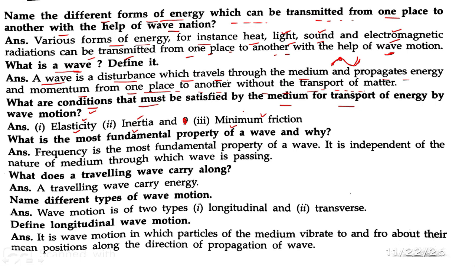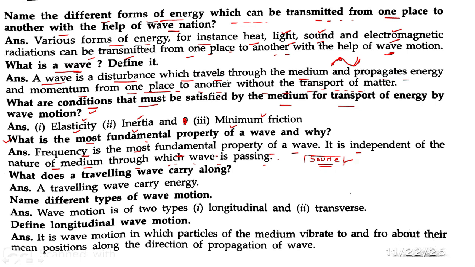Okay, next is, what is the most fundamental property of a wave and why? Frequency is the most fundamental property of a wave. It is independent of the nature of the medium through which the wave is passing, because it depends upon the source. So frequency is source dependent. That means frequency depends upon the source from which the wave starts. The propagation of the wave starts from the source.